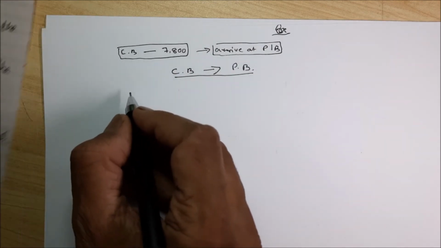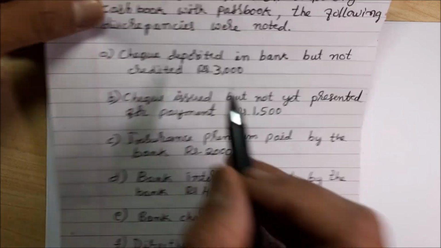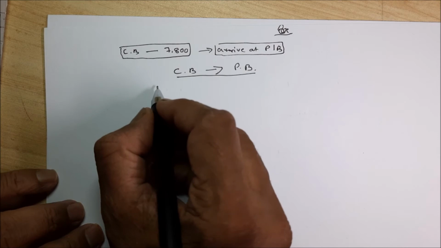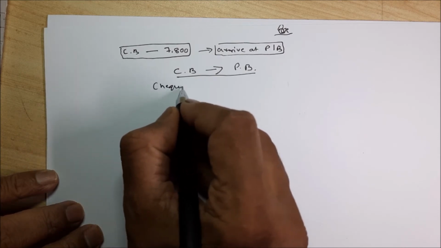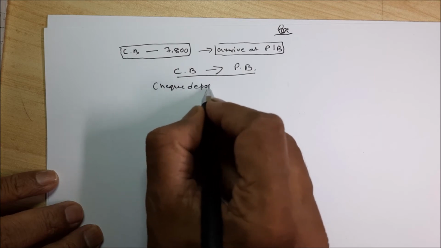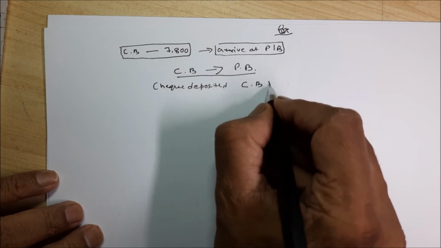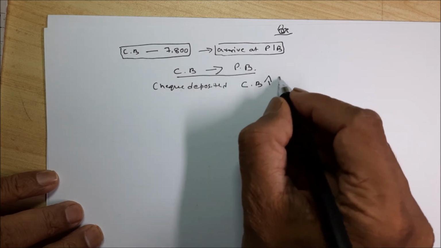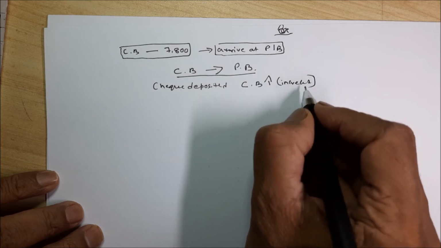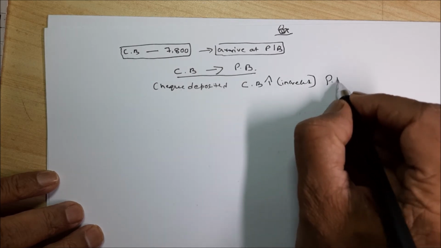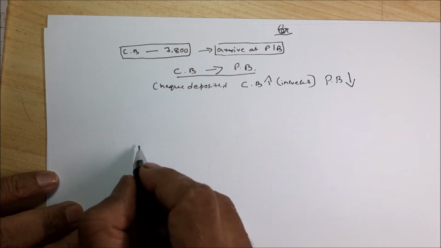Then what should I do? The first transaction: check deposited into the bank but not credited. When I present that check deposited, it is very simple. I assume that my cash book balance has increased. Has it increased in the passbook? No, it has not increased. It is showing less.